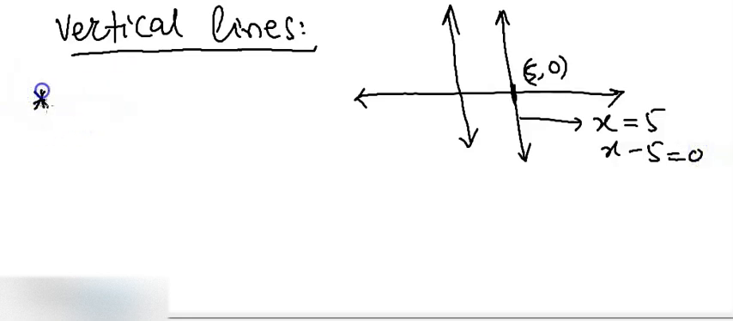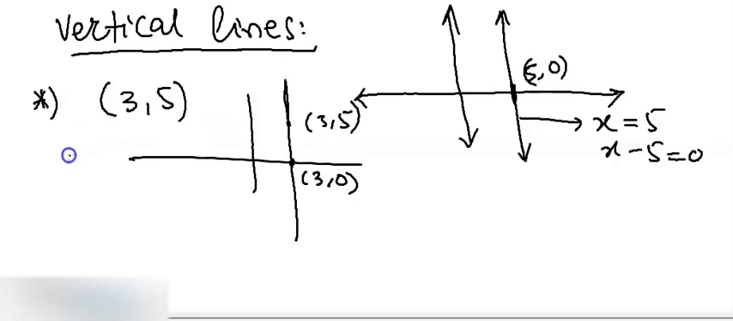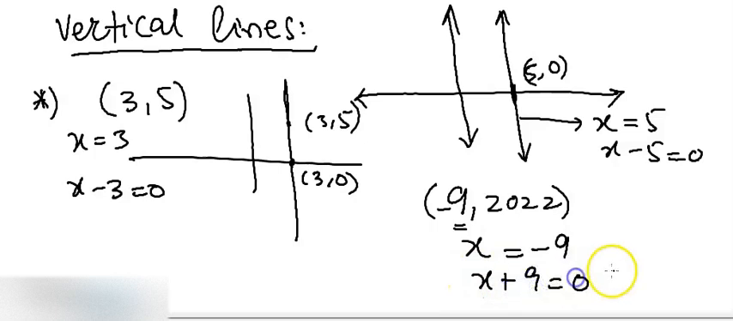Sometimes people say that if a vertical line is passing through the point 3 comma 5, what is going to be the equation of the line? Since the line is vertical, and the point 3 comma 5 is over here somewhere, the x value is going to be 3, hence the equation is going to be x equal to 3 or x minus 3 equal to 0. Now if someone asks what is the equation of the vertical line passing through minus 9 comma 22, because it's vertical, it is going to be x equal to the x coordinate, which is x plus 9 equal to 0.